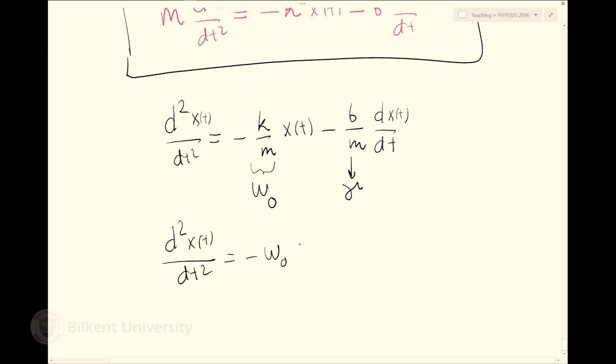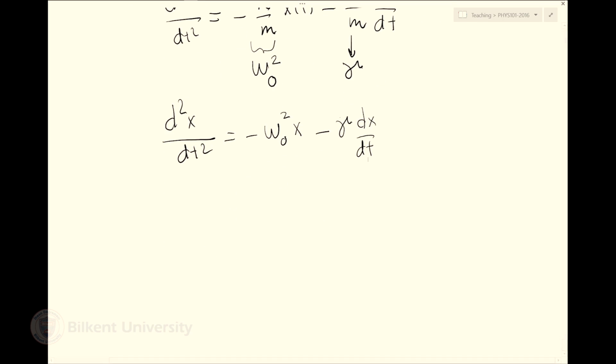Minus omega 0 x, you're right, this is omega 0 squared x minus gamma dx. And here's the thing, you will learn methods of solving differential equations. The only way you can solve differential equations right now is the so-called method of inspection. So you basically look at it and concentrate for a moment, then suddenly it's revealed to you.